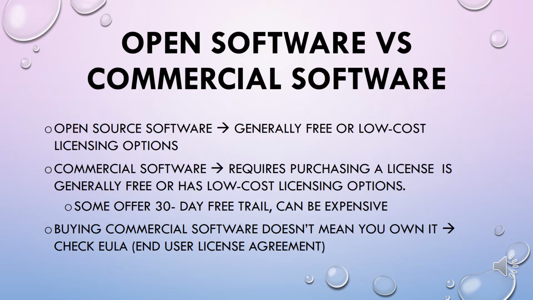So what exactly is the difference between open source software and commercial software? Open source software generally is free or has a low-cost licensing option. Commercial software, on the other hand, requires purchasing a license. The upfront license cost of a commercial CMS could run from a few $1,000s to tens or even hundreds of thousands.